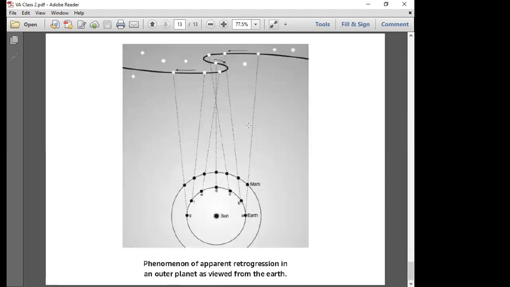So as I said, this describes the phenomenon of retrogression. We know that planets move along the zodiac from west to east around the Sun. However, when seen from the Earth, sometimes their motion appears to be occurring in a reverse direction against the background of the stars. The planet will not actually move in reverse, but when seen from the Earth, the motion may appear to be reversed. This apparent motion in the reverse direction is known as retrogression of planets, and it has a lot of significance in predictive astrology.